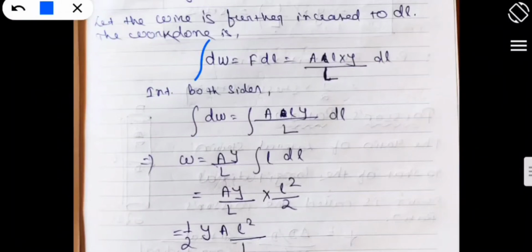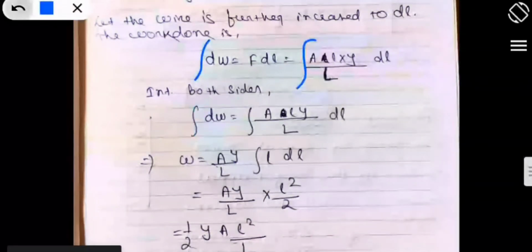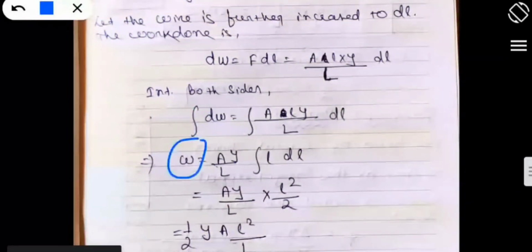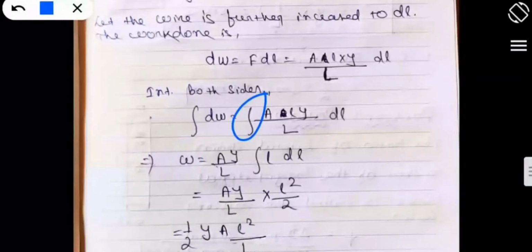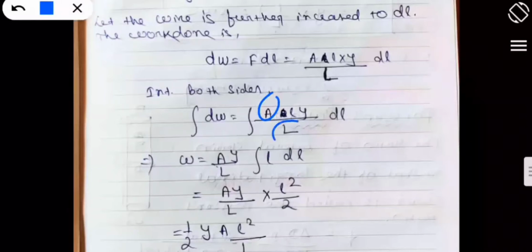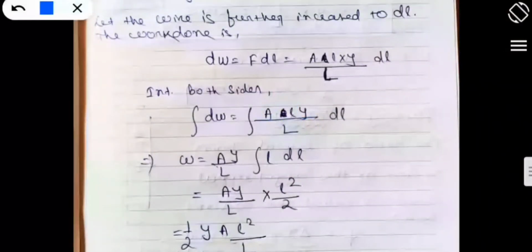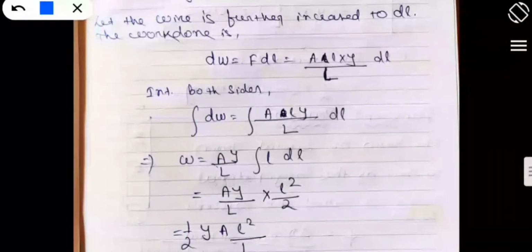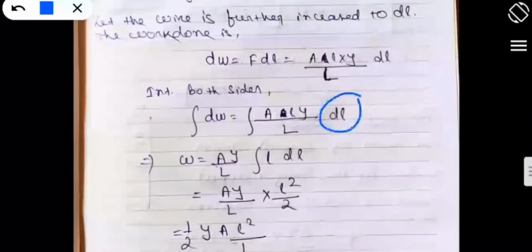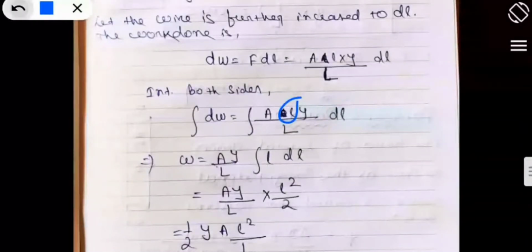If I integrate both sides, what am I going to get? The integration of dW is going to give me the result W. Then in the integration of A Y l divided by L, as you can see here, which are the constants? The constants are A, capital L and Y. Let me take A into Y into capital L outside. And what do I need to integrate? I need to integrate only the respective terms. What are the respective terms? I need to integrate l with respect to dl, right?